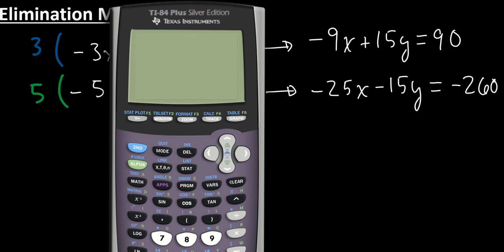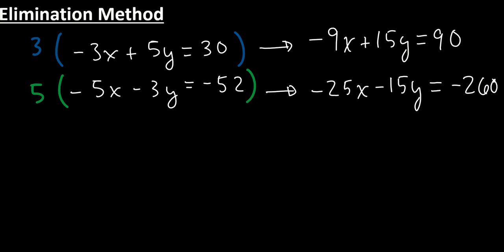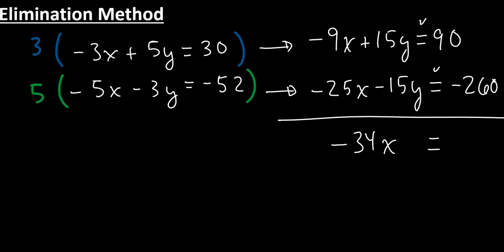5 times 52, I'm pretty sure that's right. But one of them was negative, so negative 260. Alright, so at this point we can eliminate the variable y by combining equal things with equal things to get equal things. So negative 9 and negative 25 gives me negative 34. Let me make that negative sign bigger. Negative 34x on the left-hand side. And on the right-hand side, when I combine positive 90 and negative 260, I get negative 170.